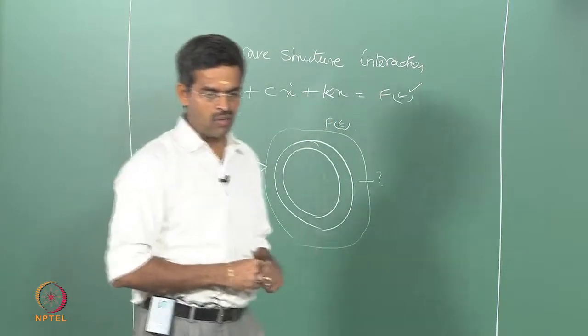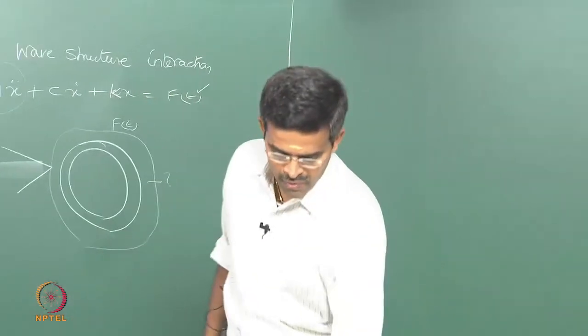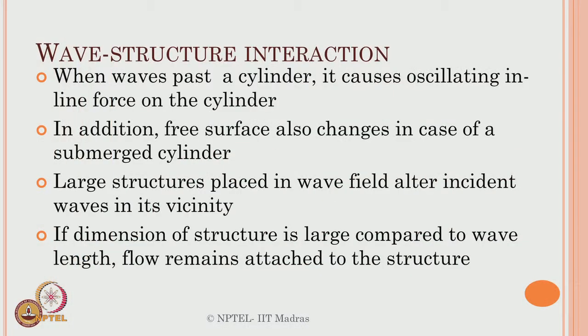We will continue to do that now. We will see some of the important points, then we will talk about the summary. We look at the wave structure interaction. We already said that when waves pass a cylinder, it causes oscillating inline force on the cylinder. In addition, the free surface also changes in the case of a submerged cylinder.